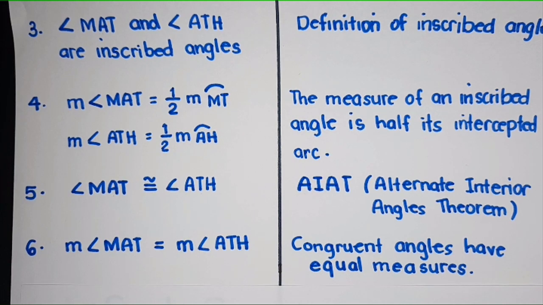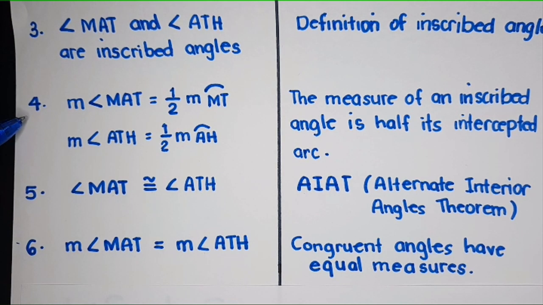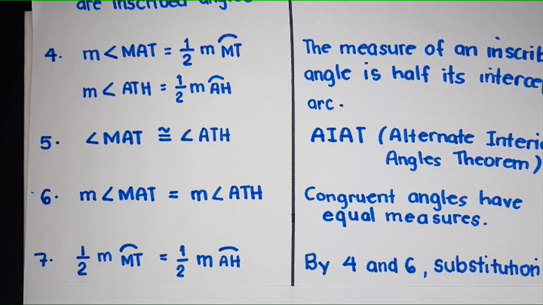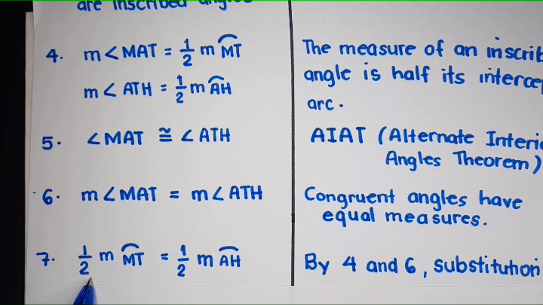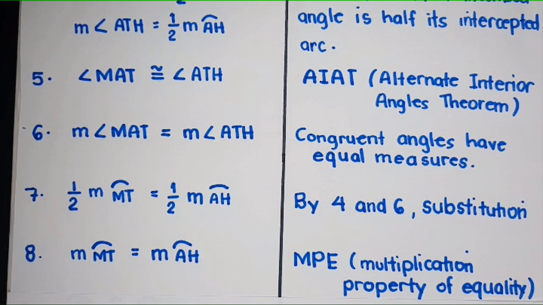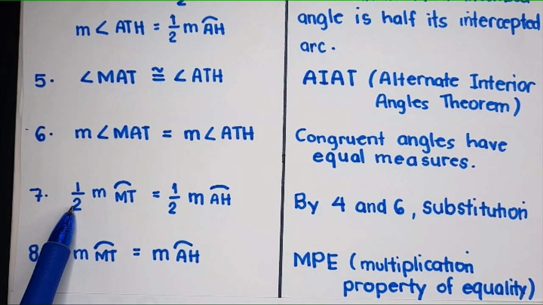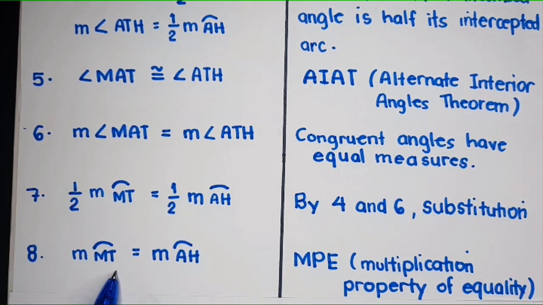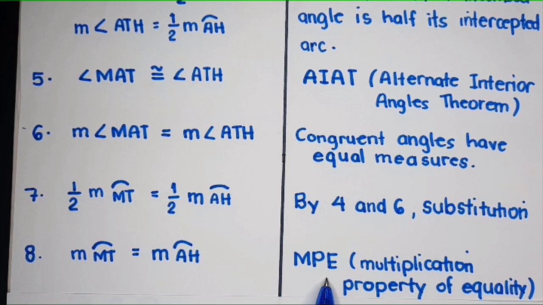Then it's substitution. We use statements 6 and 4. We did this earlier too. So, by substitution, using statements 4 and 6, we have this. And then, to remove this 1/2, we multiply both sides by 2. That's why we have statement number 8, justified by the multiplication property of equality.